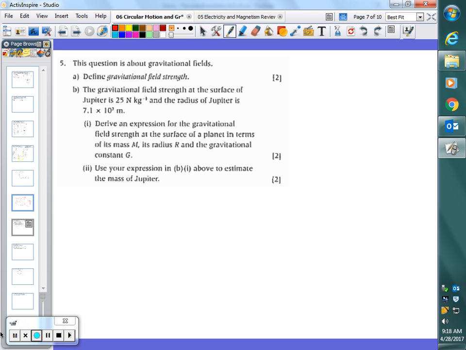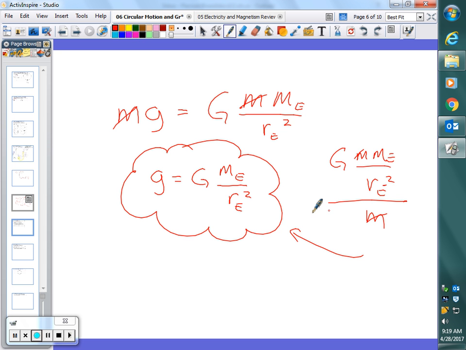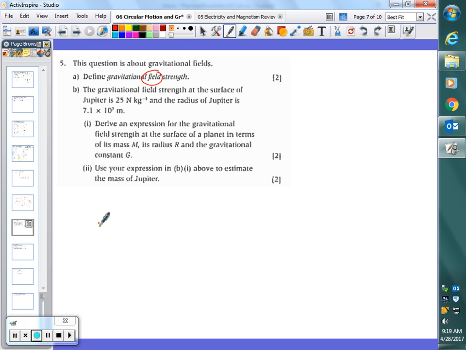So if it said gravitational force strength or the force of gravity, that's Newton's equation. But when we do the field, we do this, right, where we have force per mass, and anytime it asks you to define field strength, it's always going to be force per mass or force per charge, depending on what object we're talking about.